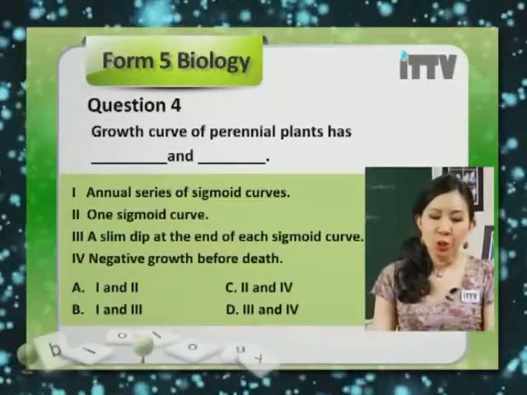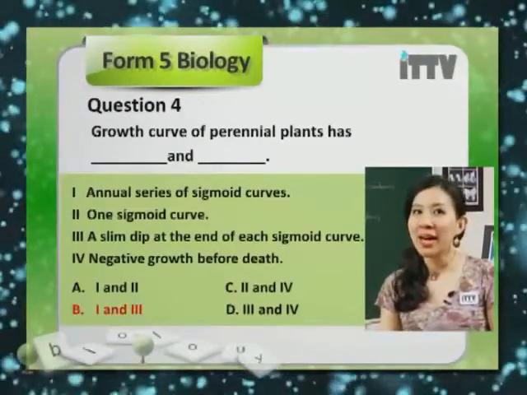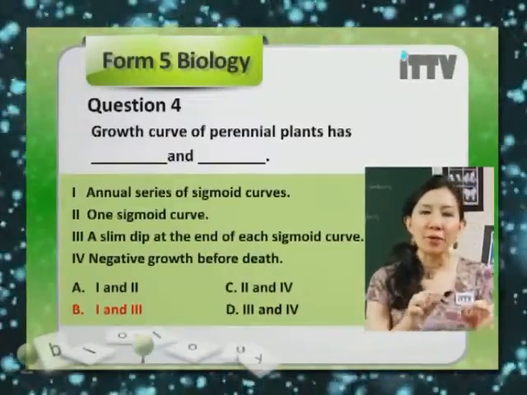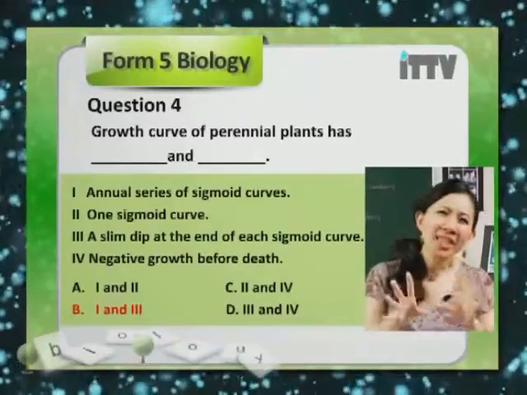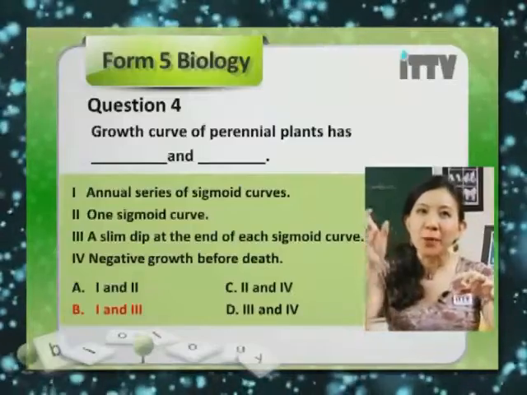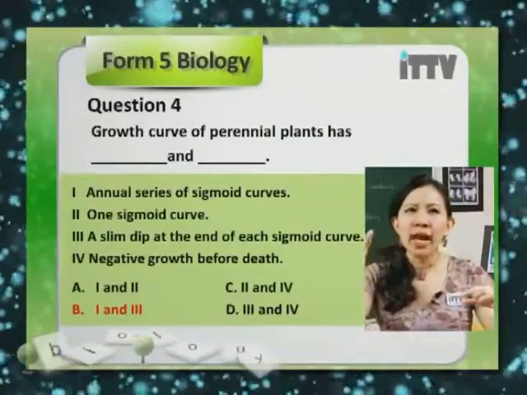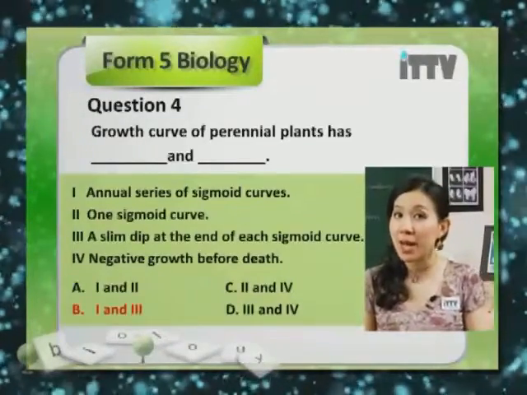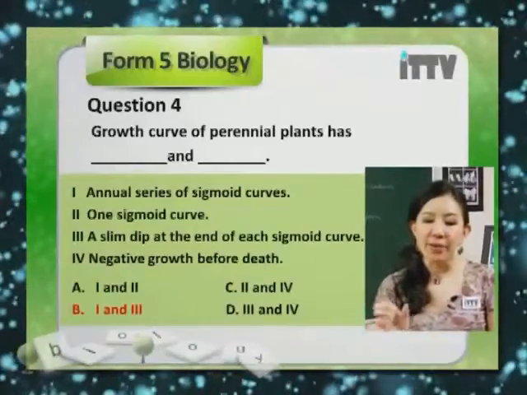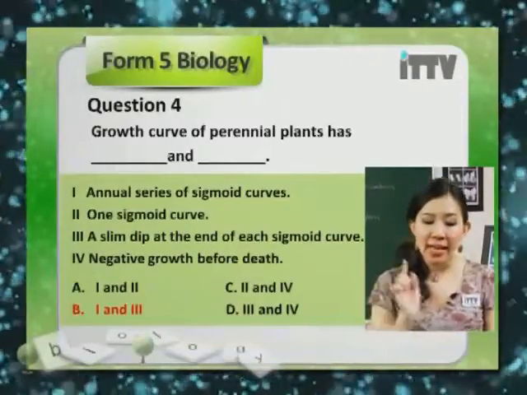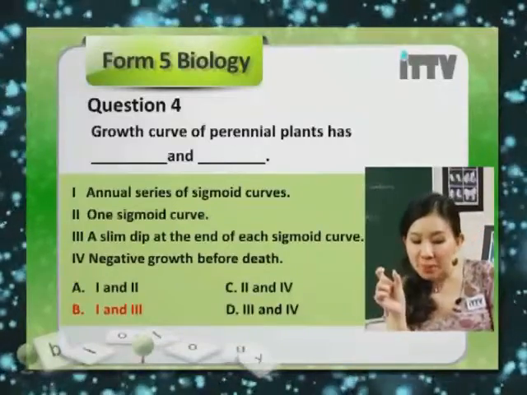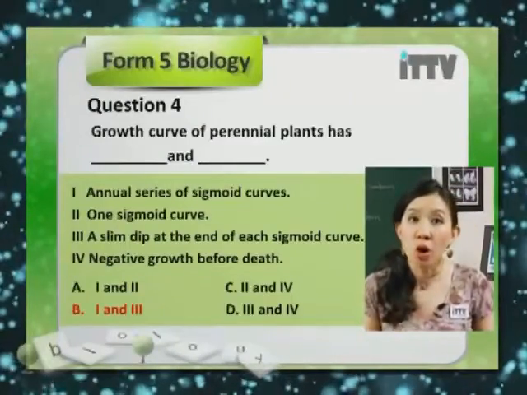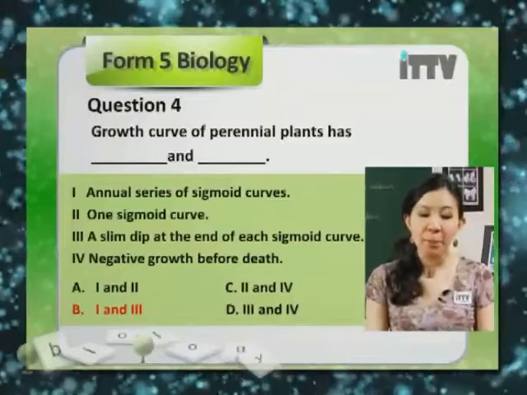Okay, if you had chosen 1 and 3, you are right. Well done. Now, because perennial plants, if you remember the graph, it was not really a staircase, but it was a series of sigmoid curves because they grow and they last for many years. And mostly they're the woody type of plants, mostly dicotyledonous plants that are hardy. So they have an annual series of sigmoid curves. Number 1 is right, and number 3, there's a slim dip at the end of each sigmoid curve that represents perhaps the shedding of leaves during autumn. So the answer is option B.